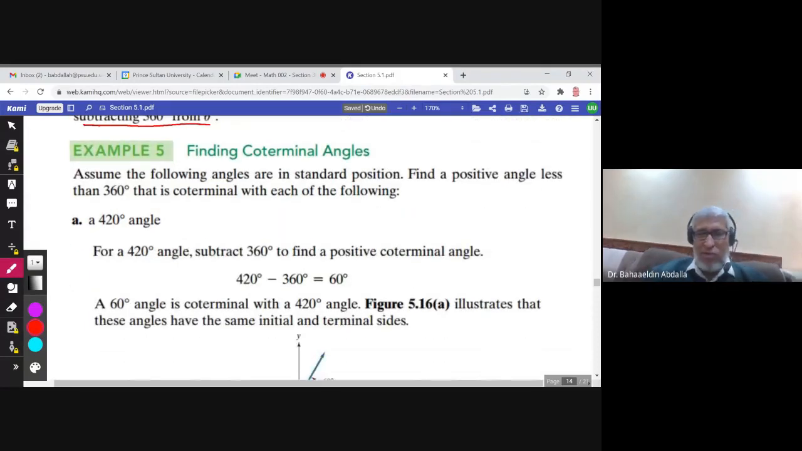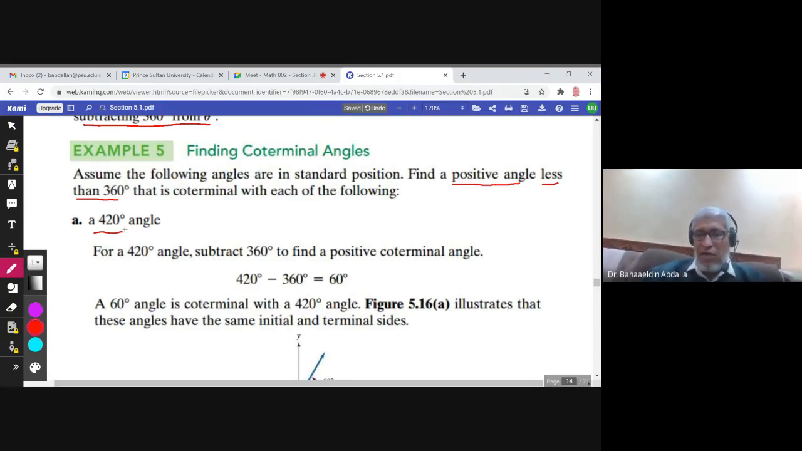Let us try to answer this example. Assume the following angles are in standard position. Find a positive angle less than 360 that's coterminal with each of the following. So the first angle is 420 degrees.